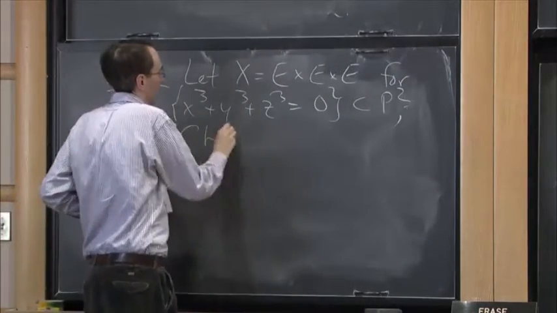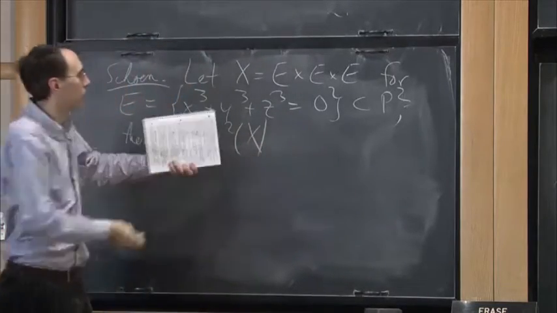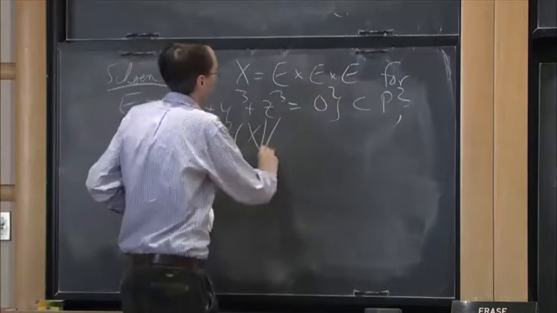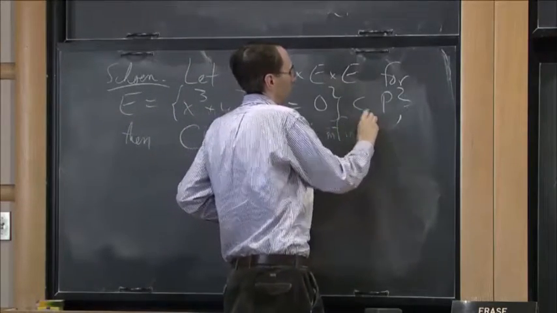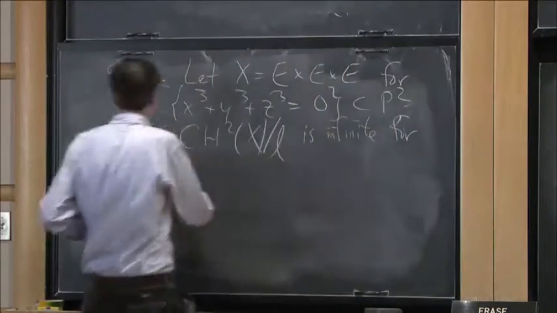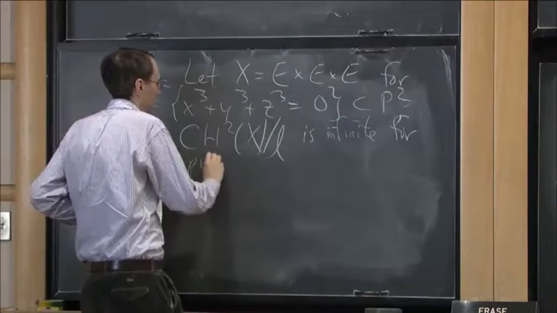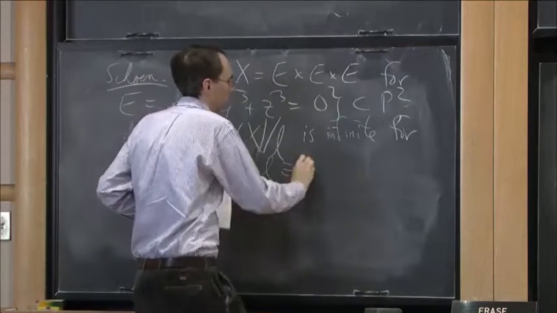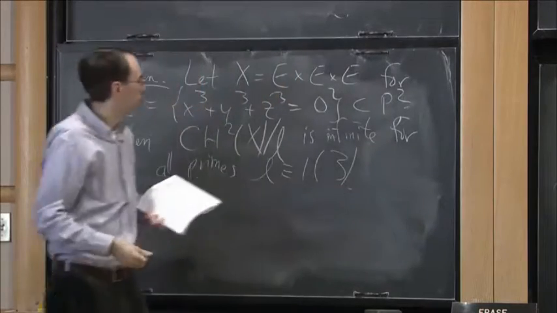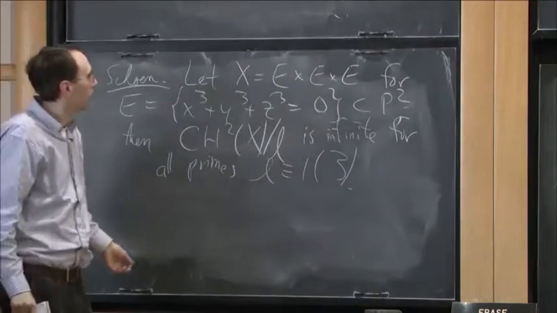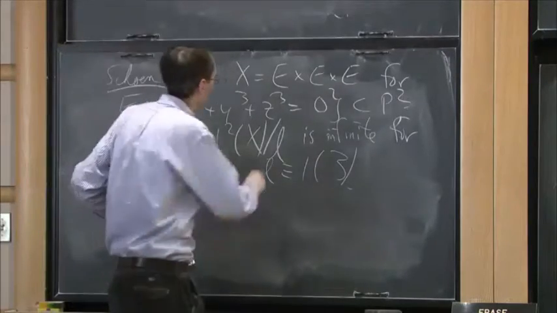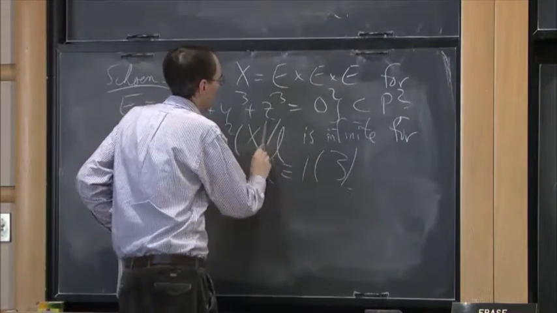And let's see, the codimension 2 Chow group, or Chow group of one-dimensional cycles, modulo a prime number L is infinite for lots and lots of prime numbers, for all primes L congruent to 1 mod 3, which I believe are the primes where that elliptic curve has ordinary reduction. Right, so this is talking about X, the thing over Q bar.